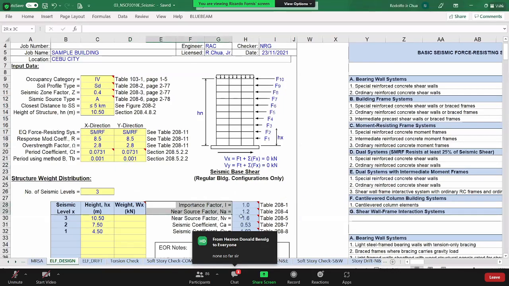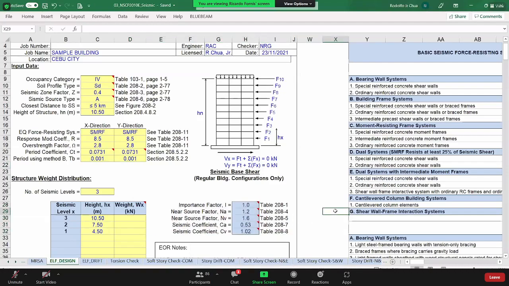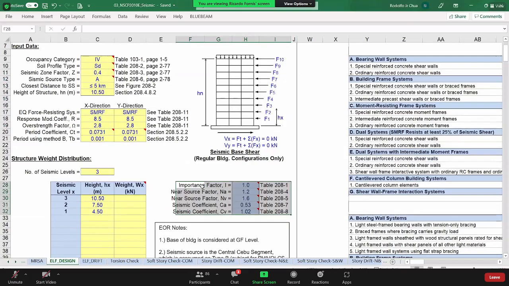There are other factors to consider. After we determine the parameters, the occupancy category, soil profile type, up to the distance, or the seismic source type, we can now determine the seismic coefficients. So, the first is the importance factor. This importance factor is related to the occupancy category.